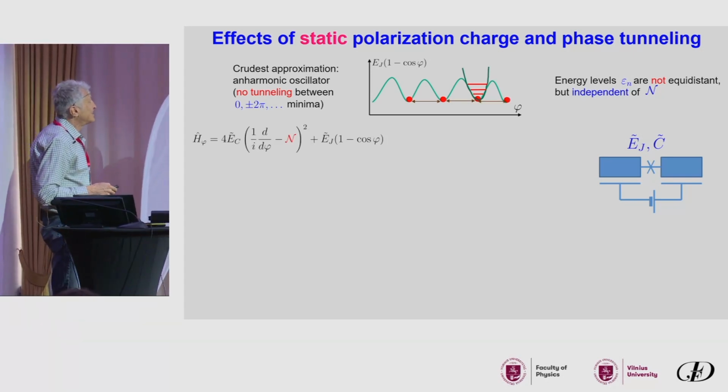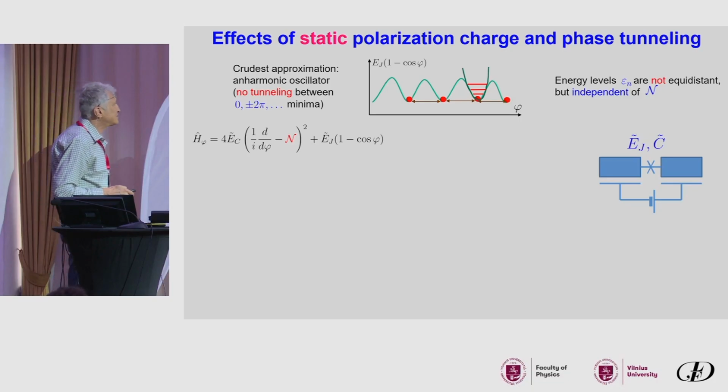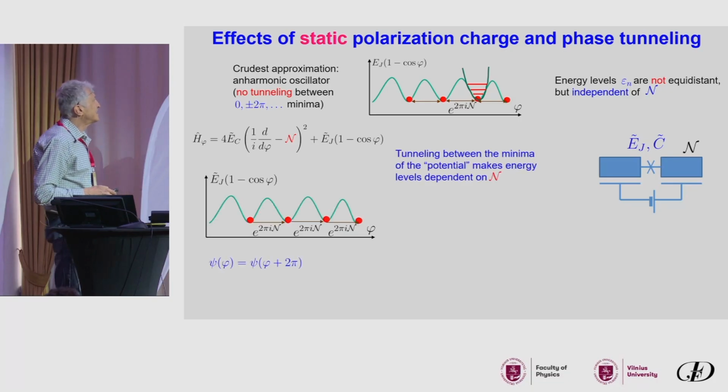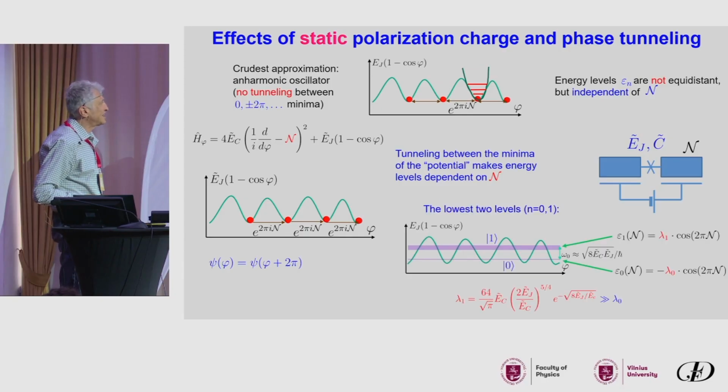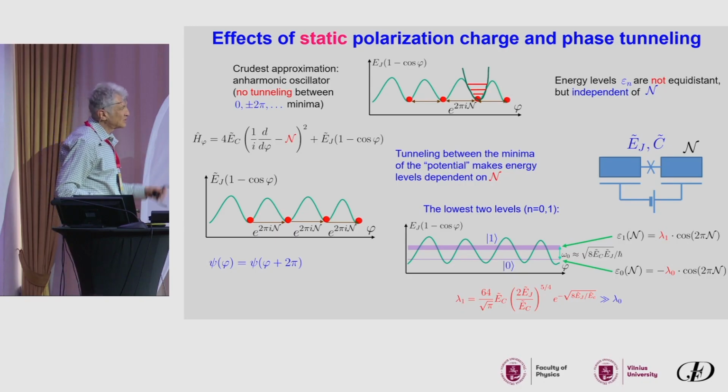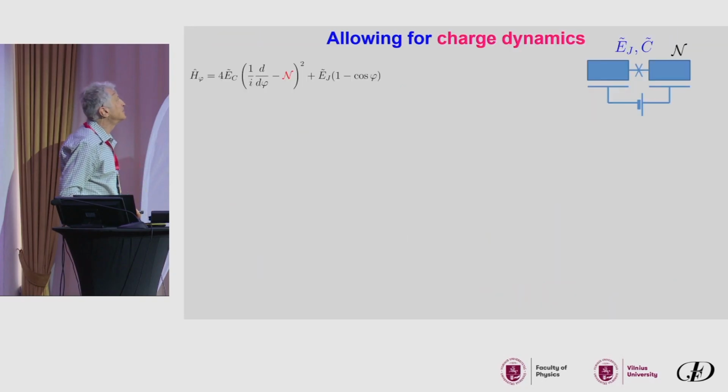tunneling depends on the displacement charge, and therefore it brings a dependence of the energy levels on the charge, and the higher the level, the broader is the dispersion of the level with the charge. So it's exponential, but it grows with the level. The exponent is the parameter J over C.